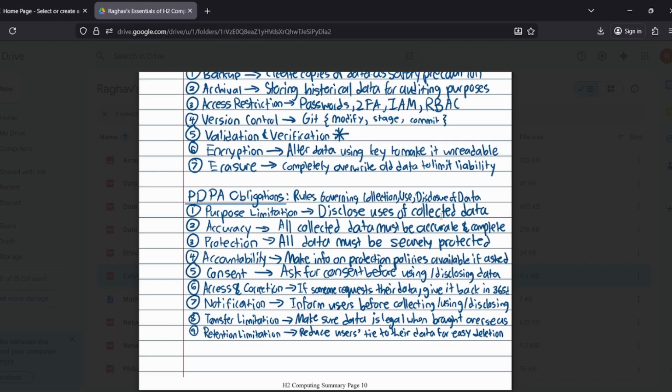Access and correction, if someone requests your data, right, give it back to them in 1 year. Notification, which inform users before collecting, using, or disclosing data. Again, not the same as consent. Consent is asking, notification is telling. Then you have transfer limitation, which is if you're bringing it overseas, make sure it's legal. And retention limitation, make sure that users are not strictly tied to the data, such that if they want it to be deleted, it can be deleted just like that.